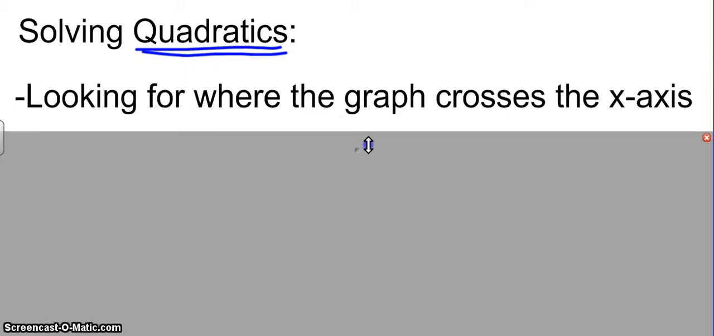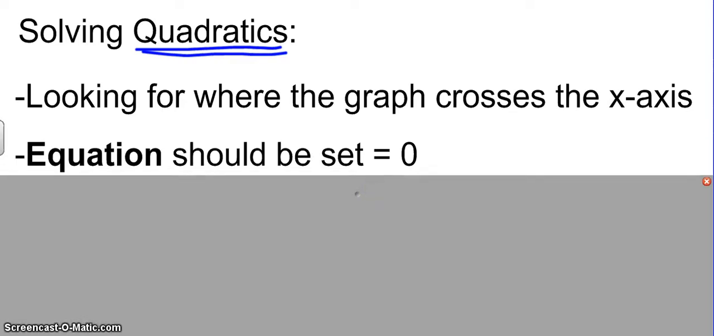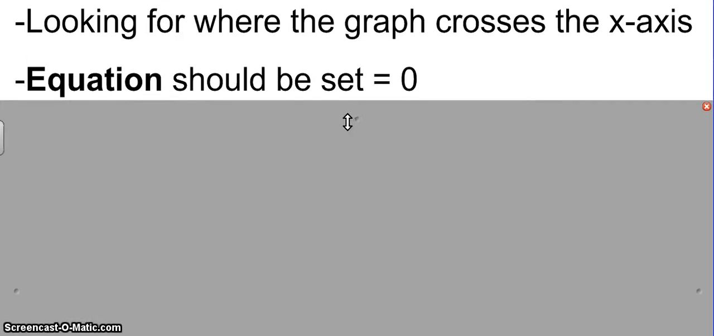So when we're solving quadratics, or when we're solving any polynomial, we're looking for where the graph is crossing the x-axis. In a quadratic, it will cross either 0 times, 1 time, or 2 times, which we'll talk about later. Your equation should always be set to 0. If it's not set equal to 0, you might have to do a little bit more work to get it there.